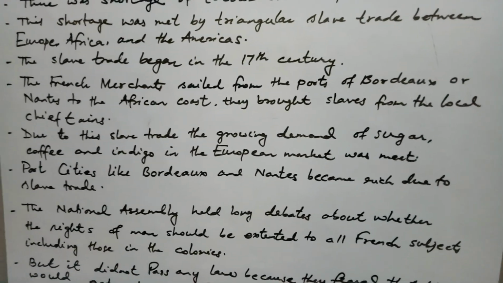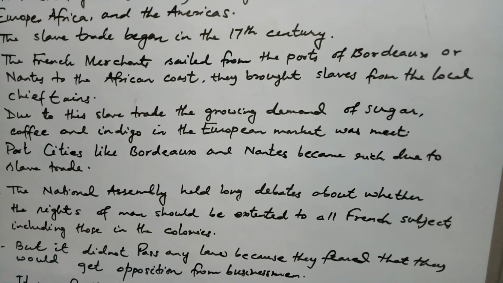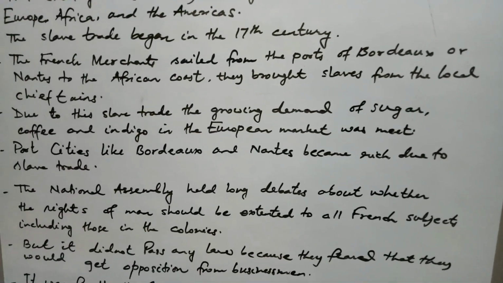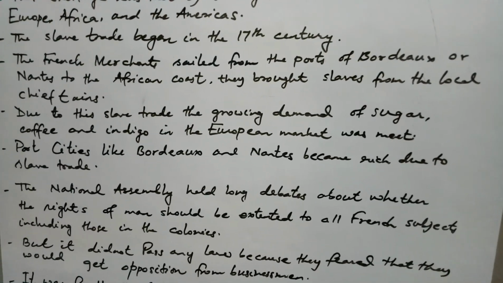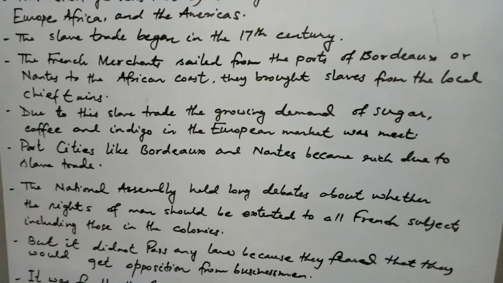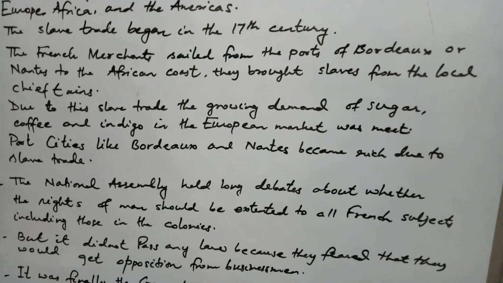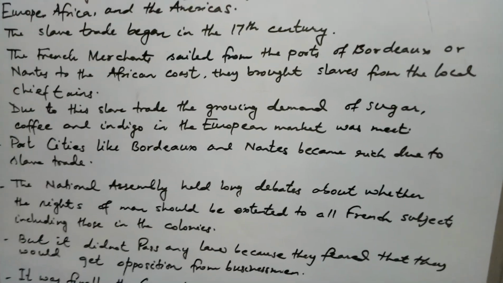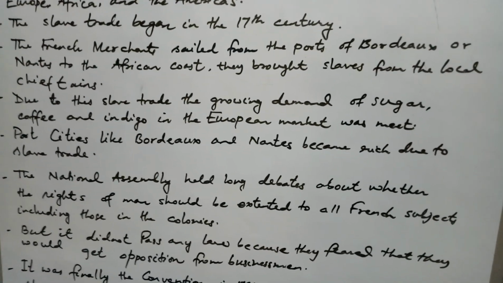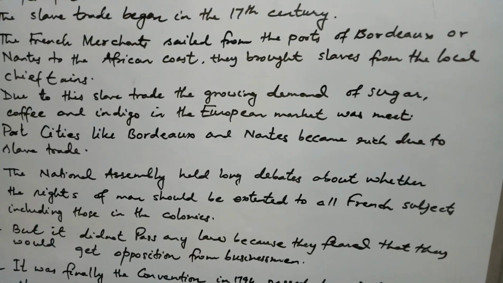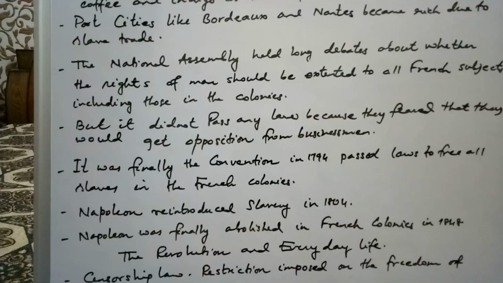And it was the National Assembly that held long debates about whether the rights of man should be extended to all the French subjects, including those in the colonies. It means the National Assembly had large discussions and debates regarding the extension of the rights of man and citizens to the slaves in the colonies. But it did not pass any laws because they feared opposition from the businessmen.